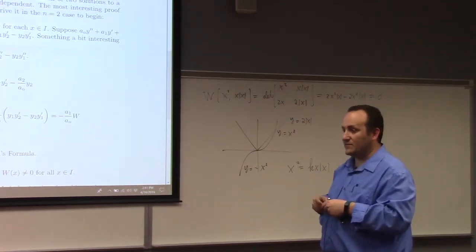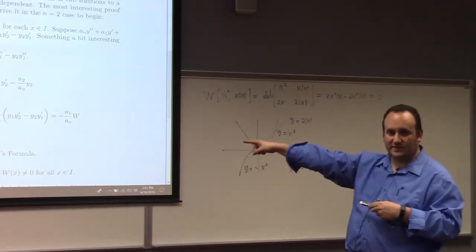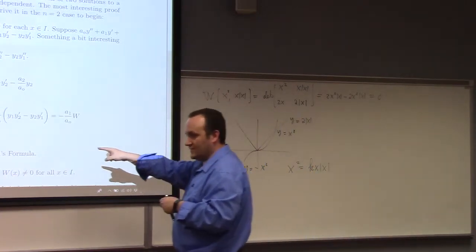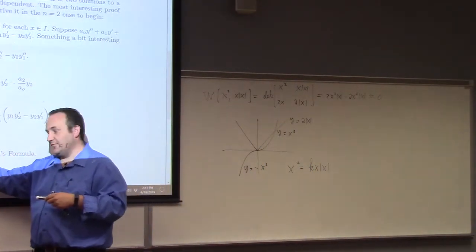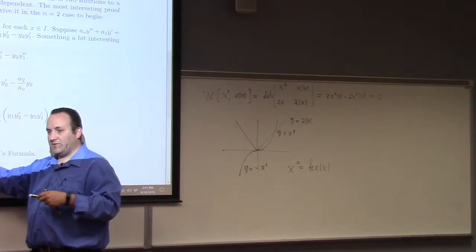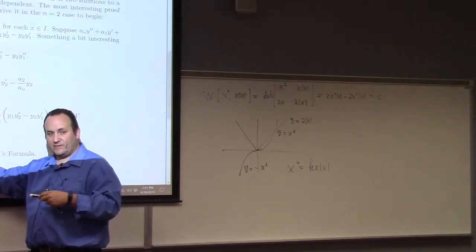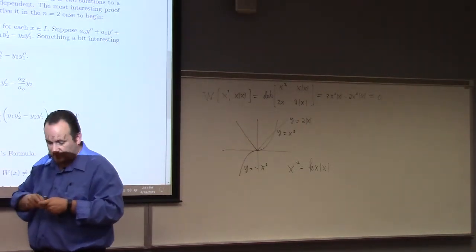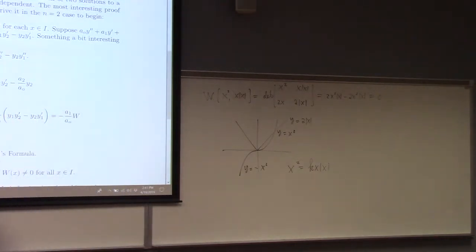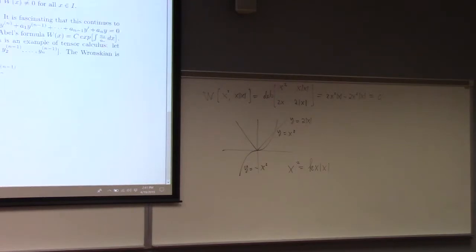So domain matters. This theorem is very powerful because it says that for a solution set, this can't happen. If I have a second order differential equation and the Wronskian is non-zero at one point, it's non-zero everywhere. So solution sets are where Wronskians are really powerful. And I'll be done with my spiel in just a second.